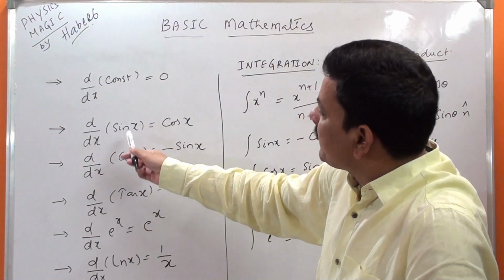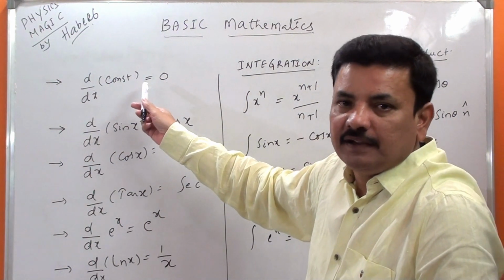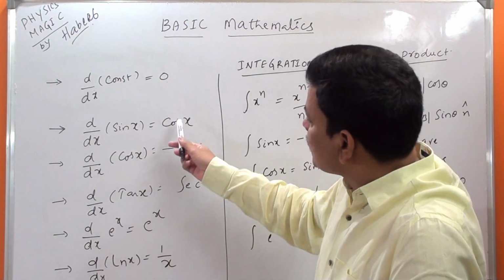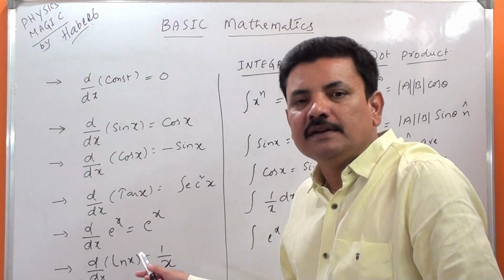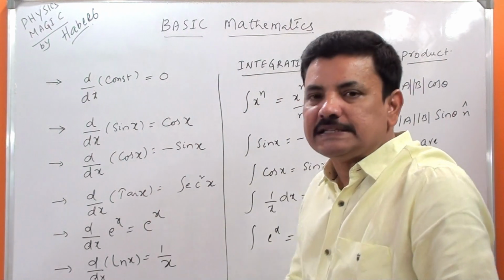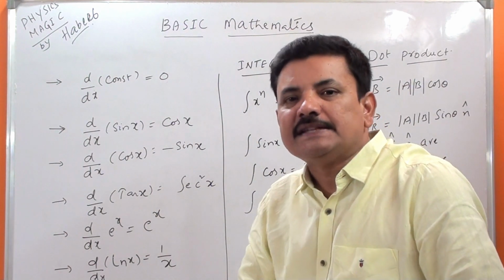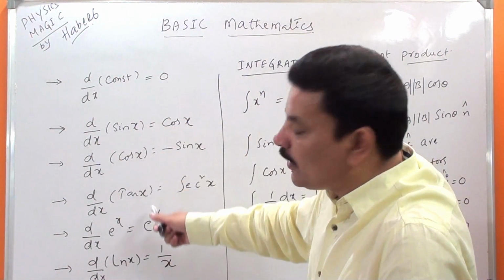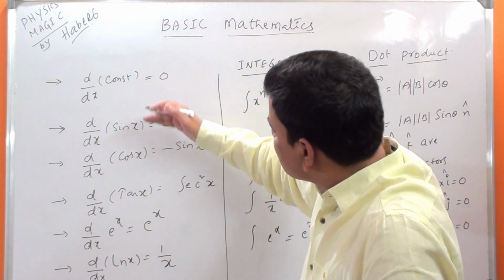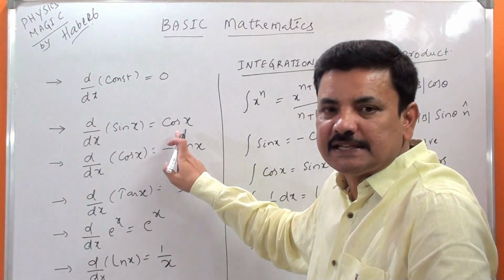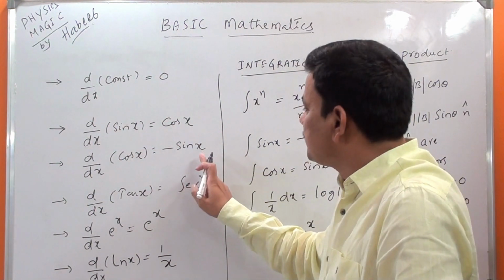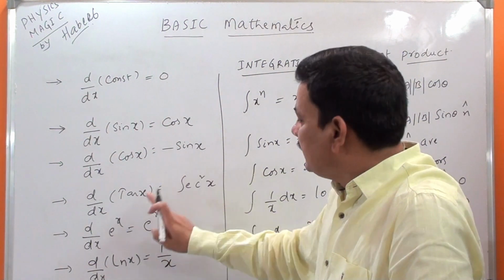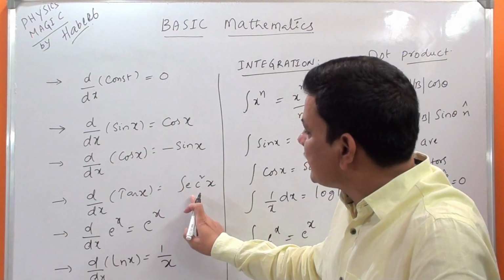Similarly, the same trigonometric functions which we have taken, differentiation of those also I mentioned here. You are all familiar, but better if you write all these at your place and revise once daily, it will be very helpful to you. So sin x differentiation is cos x, but cos x differentiation is minus sin x. Then tan x differentiation is secant square x.